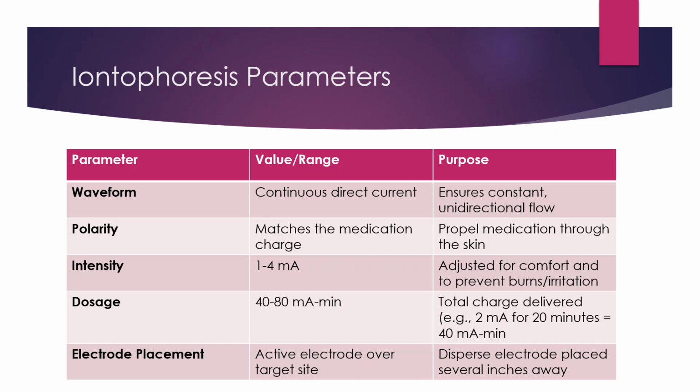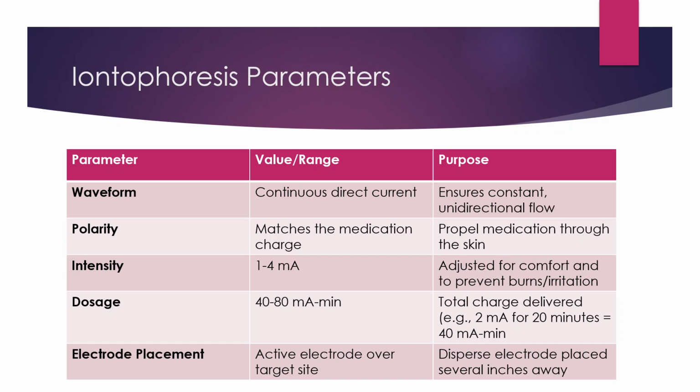So let's look at the waveform first. Iontophoresis uses a continuous direct current to ensure a constant unidirectional flow of electrical charge. This is necessary for pushing ionized medication through the skin. And then we look at the polarity. The polarity of the electrode must match the charge of the medication to facilitate proper medication delivery. For example, dexamethasone, which is a negative charge, requires a negative electrode, while lidocaine, a positive charge, requires a positive electrode.